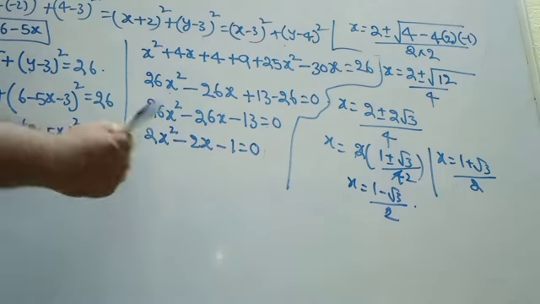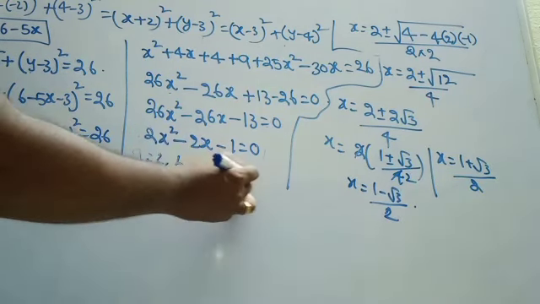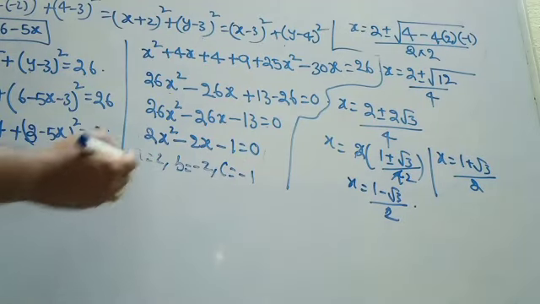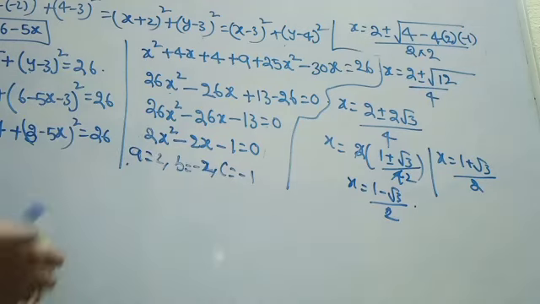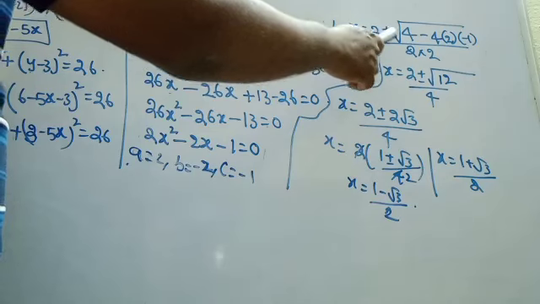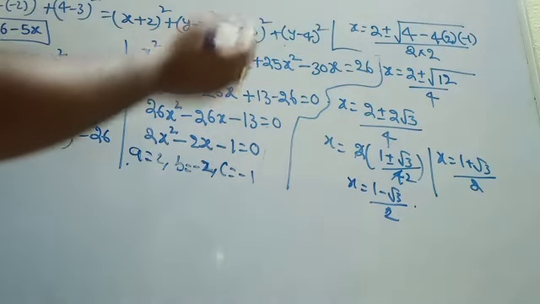Okay, here a value is 2, b value is minus 2, c value is minus 1, right? A is 2, b is minus 2, c is minus 1. x is equal to, now you know the formula, minus b plus or minus square root of b square minus 4ac, whole by 2a. There you put that value, okay?